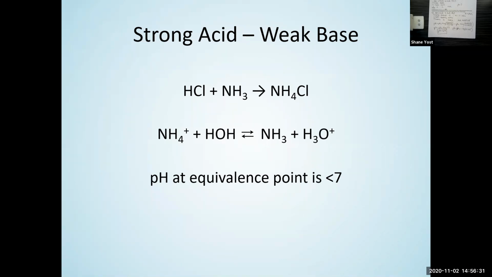So for strong acid, strong base, the pH is equal to 7 at equivalence point. Weak acid, strong base is a pH greater than 7 at equivalence point. And strong acid, weak base is a pH less than 7 at equivalence point. Questions?